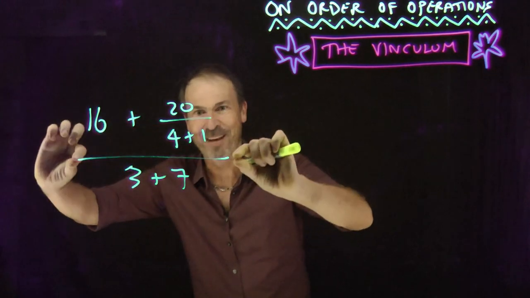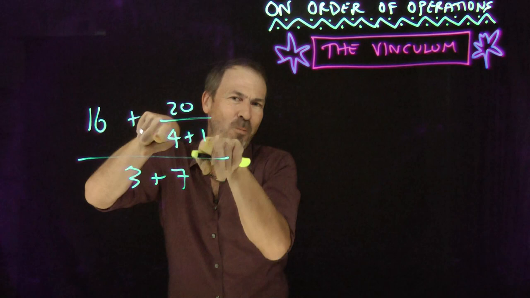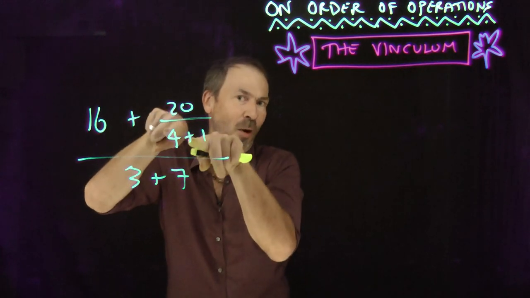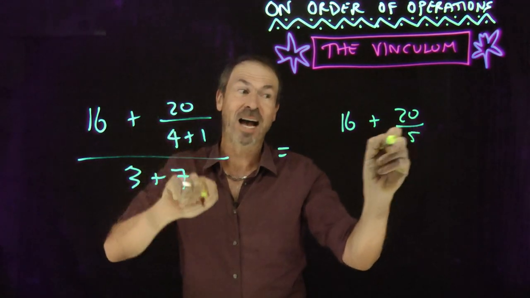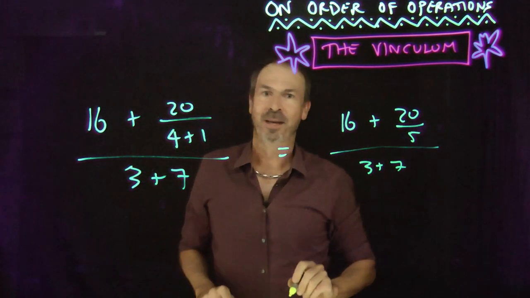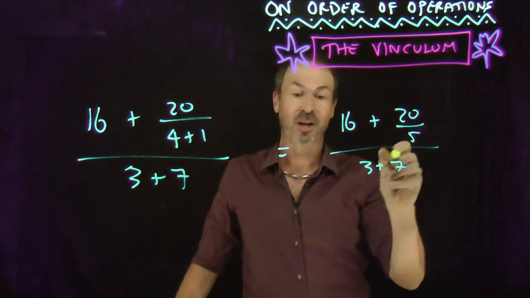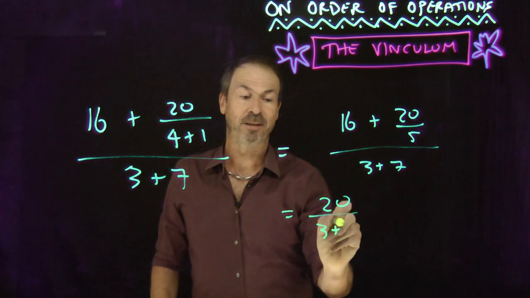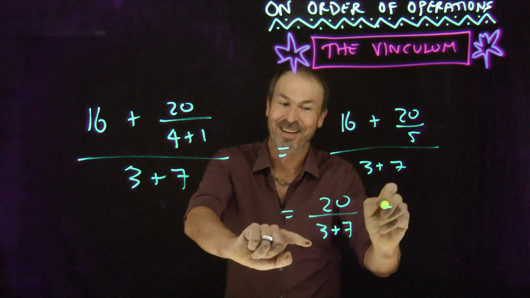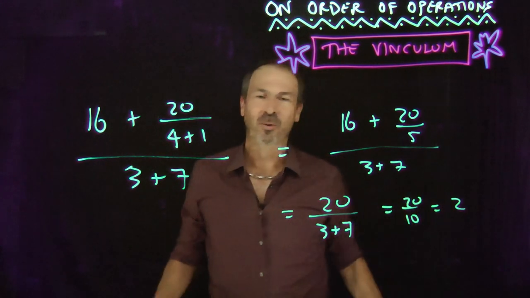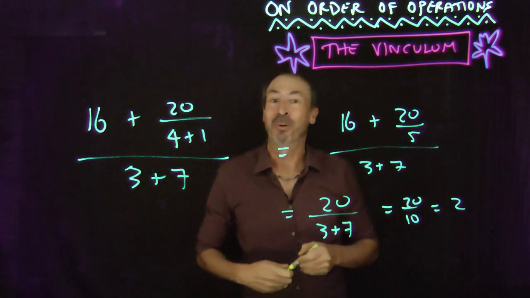There's a vinculum within a vinculum right there, which is lovely because this first vinculum says, which I want to focus on, all that 4 plus 1, I should think of that as its own little group and I should work that out first. So I'm going to do that. This is 16 plus 20 over 5 and 3 plus 7 still on the bottom. 20 divided by 5, that's 4, so this is really 16 plus 4, that's 20 on the top, and 3 plus 7. And now I've got this vinculum that says, oh, I better do the 3 plus 7 as a little group, it's actually 10. So this is 20 over 10, which is 2. Beautiful, I love it. Vinculum thinking can help with very complex fractions.